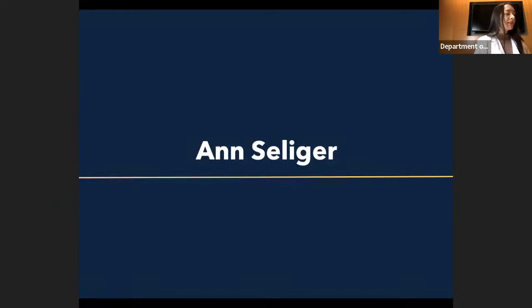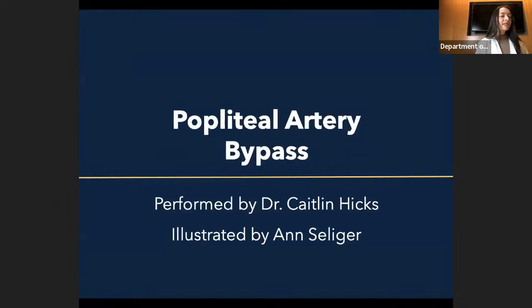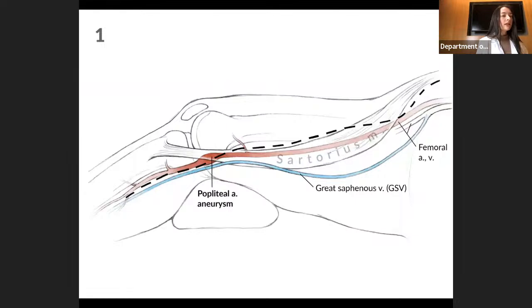All right. Hello, everyone. The first surgery I will be presenting today is a popliteal artery bypass performed by Dr. Caitlin Hicks. To orient us here, we're looking at the inside right leg of a patient who presented with an aneurysm of the popliteal artery. To bypass the aneurysm, the great saphenous vein was harvested for use as a graft.